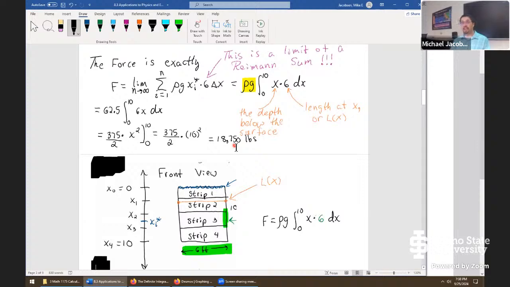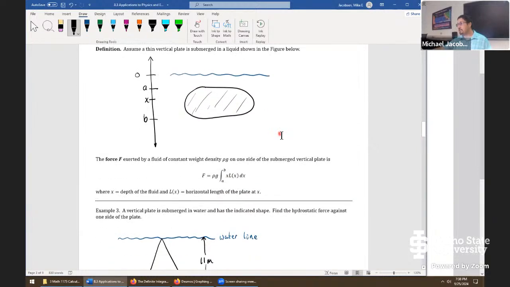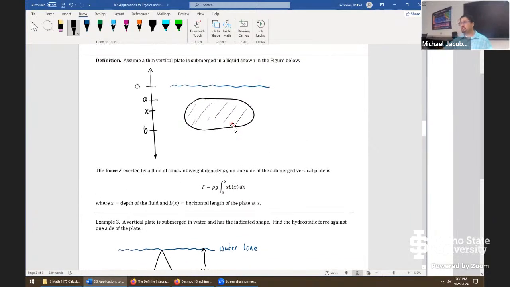So here is the generic situation after looking through all of that. Generically, we're looking at just a thin vertical plate. So we want to know what is the hydrostatic force on this plate right here. It could be a certain amount of depth below, or the plate could be right at the water line. Just depends on the problem. In either case, the force from fluid exerted on this side of the plate is going to be done in this way.